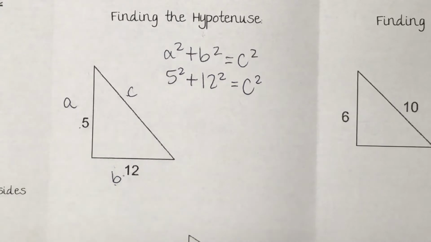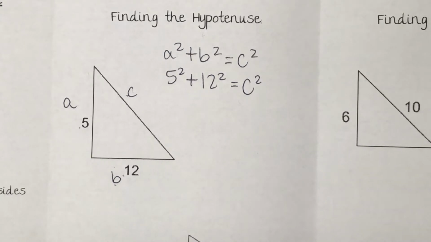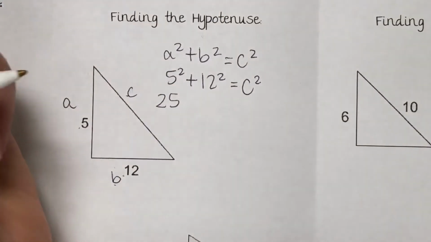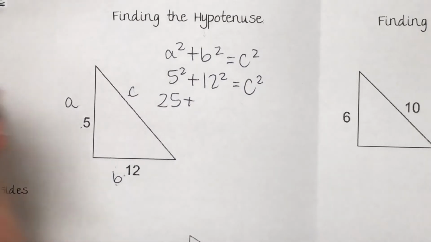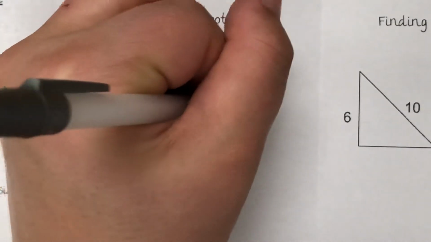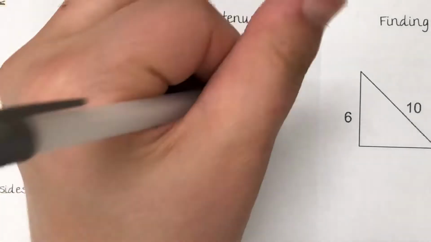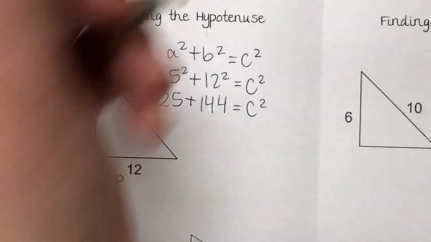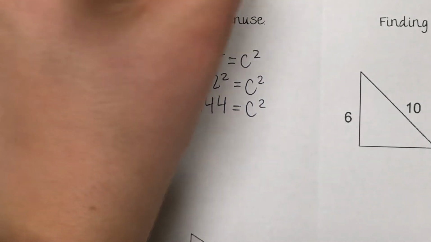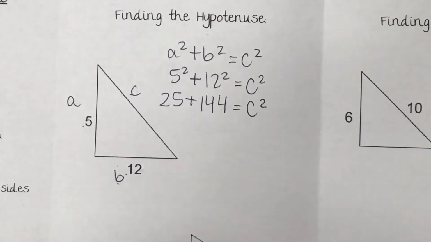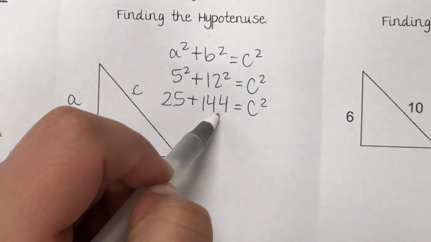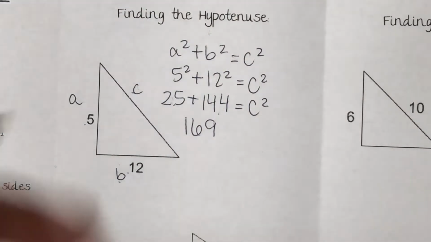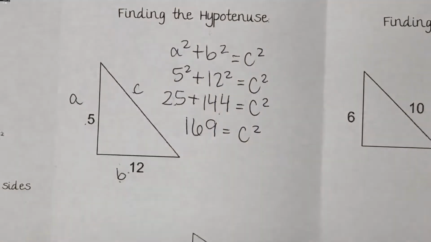Now I can just go ahead and simplify this. So 5 squared is 25 plus 12 squared is 144 equals, I still don't know what C is, so I'm going to leave it C squared. Now I'm going to add my legs together. So 25 plus 144 is 169. And that equals C squared.